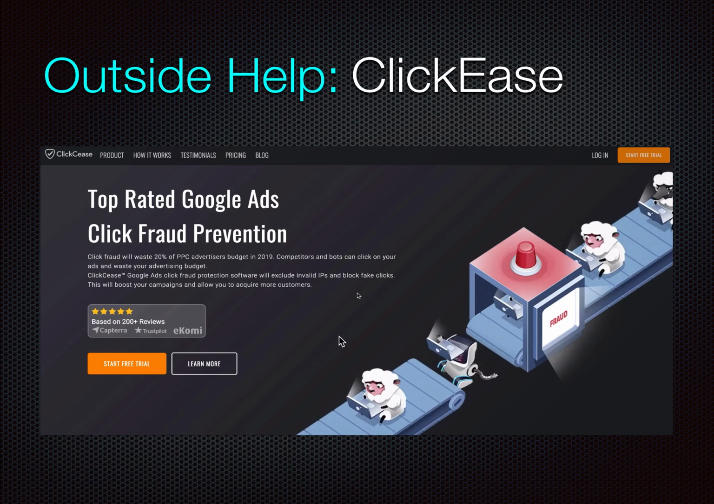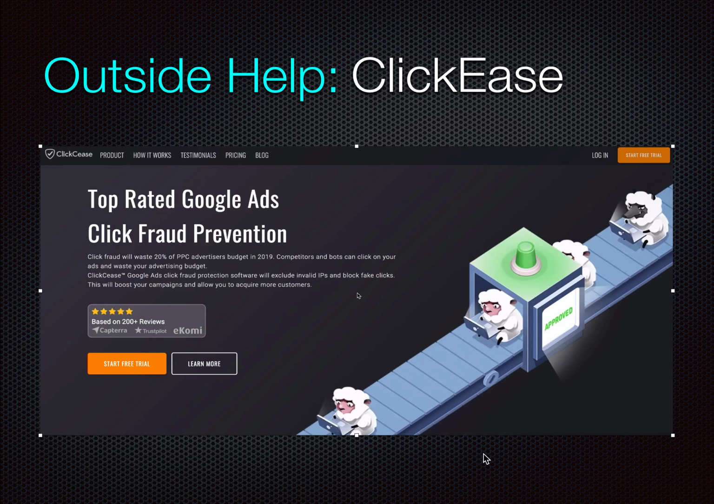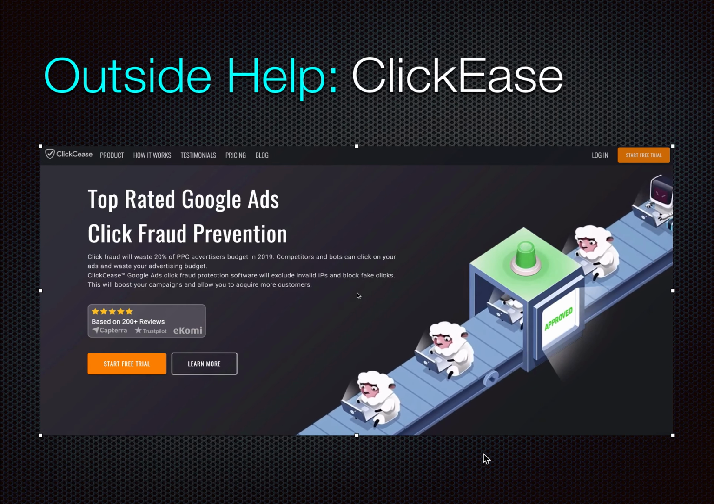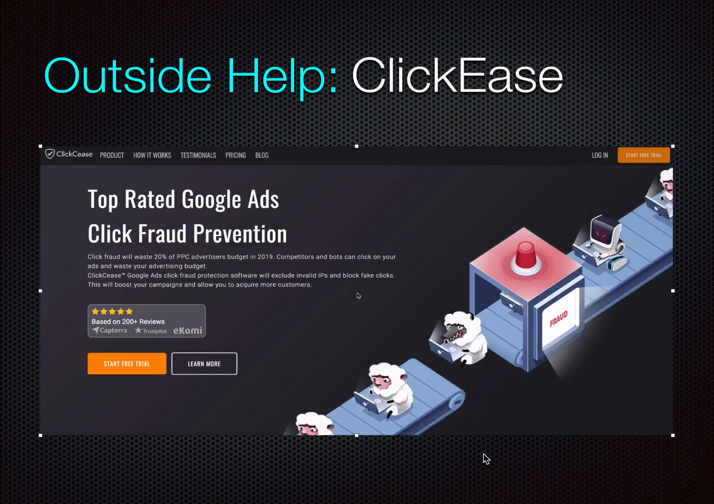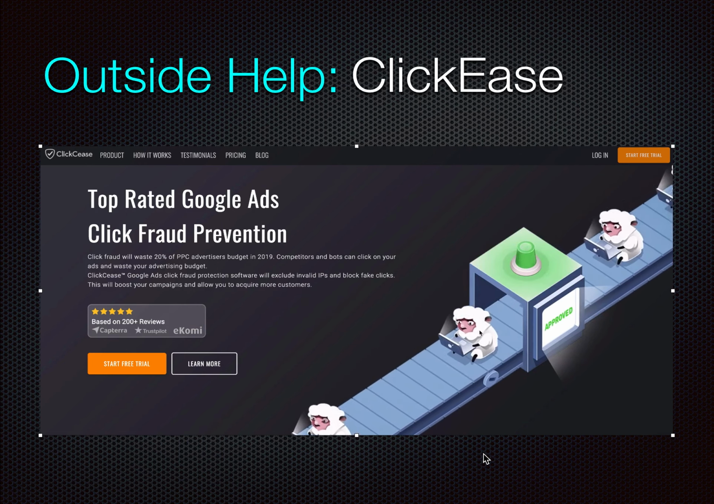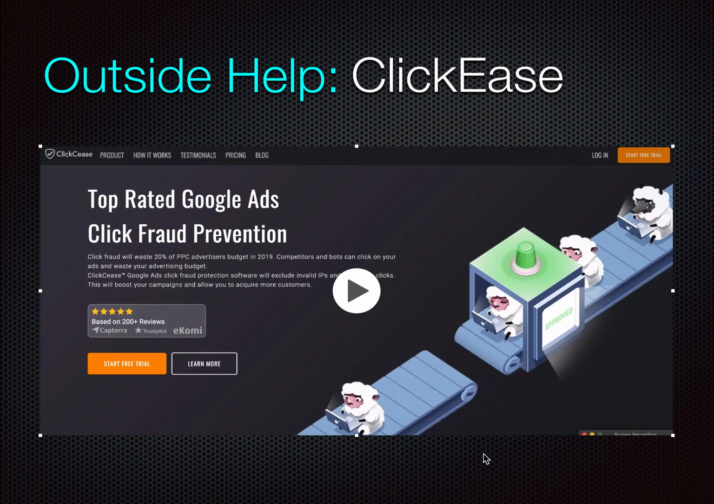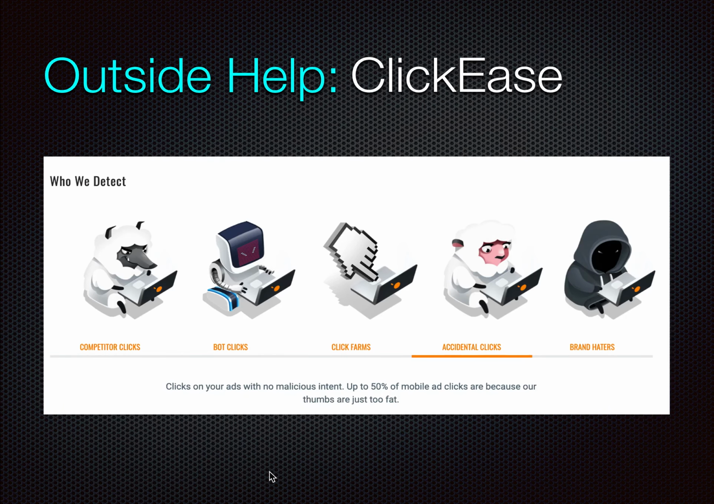There's firms like this, ClickEase, that has a product where they sort out the fraud. They toss them out. We got a bad one here, and we're gonna just drop them down the chute. So this is the number one rated Google ad prevention agency. Here they're claiming it wastes 20% of your budget. Some other numbers suggest that could even be higher. But they provide a number of services.